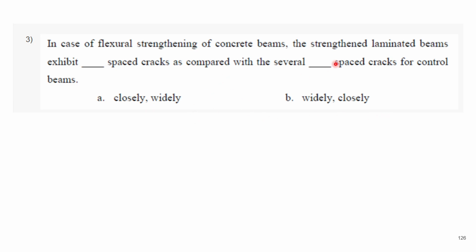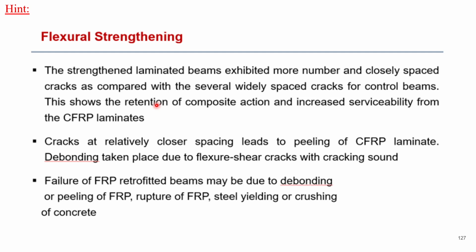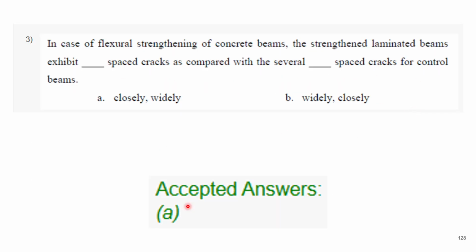Okay, so if you remember, we had seen in a picture, the strengthened laminated beams exhibited closely spaced cracks, with a higher number, as compared with the several widely spaced cracks with lower number for control beams. Okay, so for strengthened laminated beams it is closely, and for control beams it is widely spaced cracks. So A, closely widely is the correct option. You can see here also a similar thing is written. So A, closely widely is the correct option.